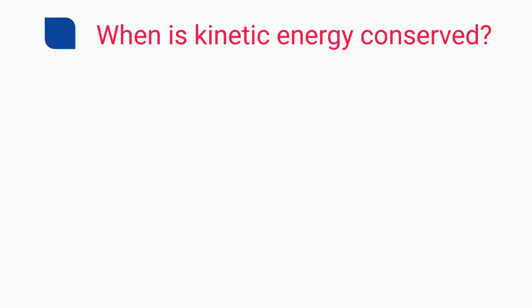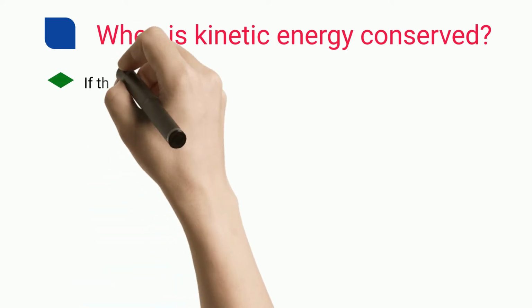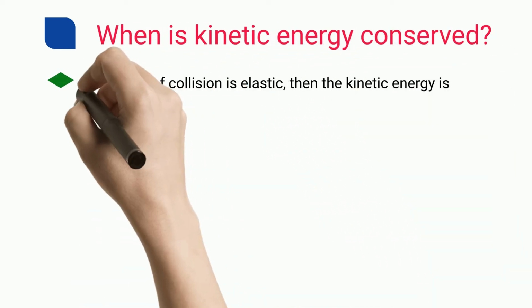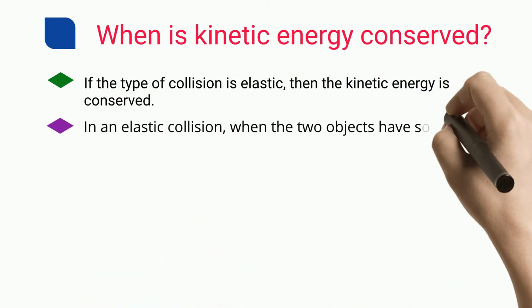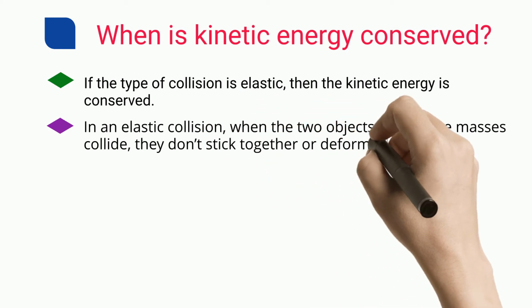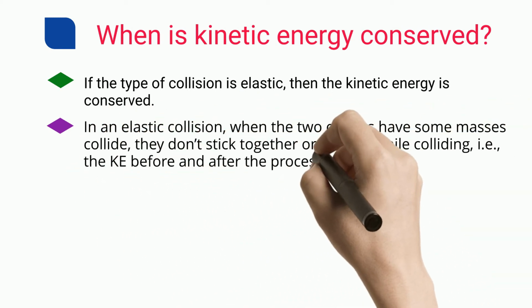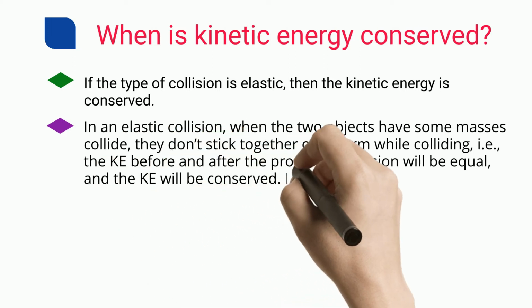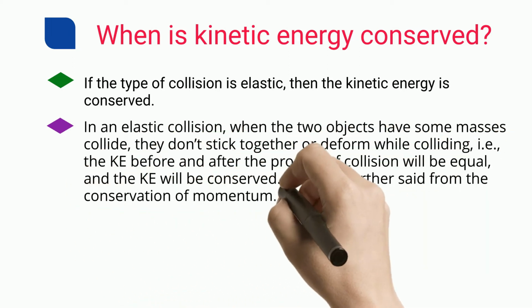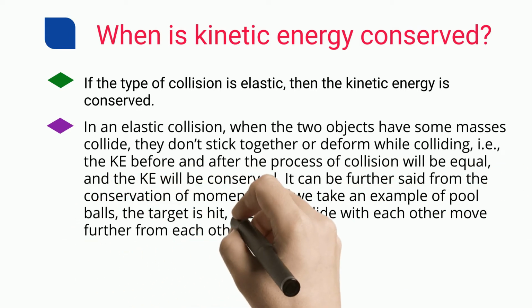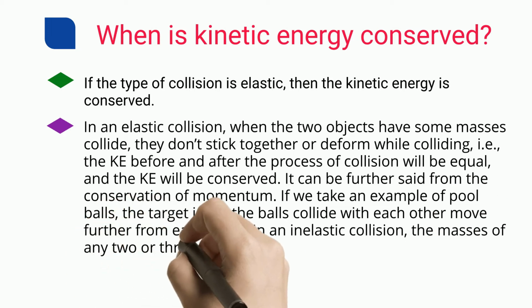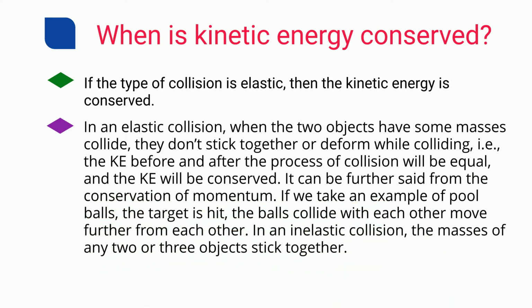When is kinetic energy conserved? If the type of collision is elastic, then the kinetic energy is conserved. In an elastic collision, when two objects with some masses collide, they do not stick together or deform while colliding, i.e., the KE before and after the process of collision will be equal and the KE will be conserved. It can be further said from the conservation of momentum. If we take an example of pool balls, the target is hit, the balls collide with each other and move further from each other. In an inelastic collision, the masses of any two or three objects stick together.